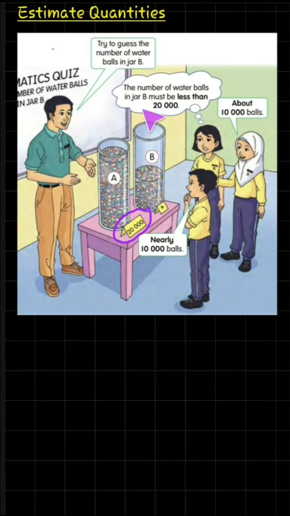So the first girl said that the number of water balls in jar B must be less than 20,000. Yes, because as you can see, the number of water balls in jar B is smaller than jar A. So the number should be less than 20,000. And then the other girl said about 10,000 balls. This is how you express the estimation of quantities by using the word about, 10,000 balls. And we can also use the word nearly. We say that the balls in jar B are nearly 10,000 balls.